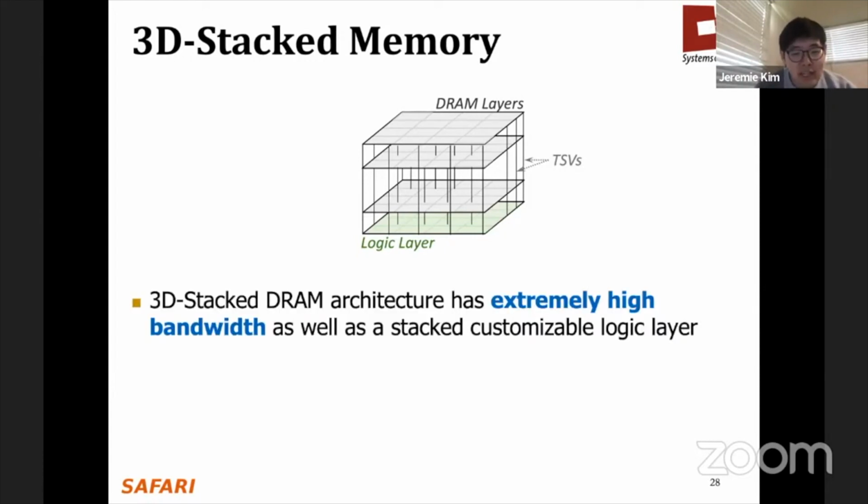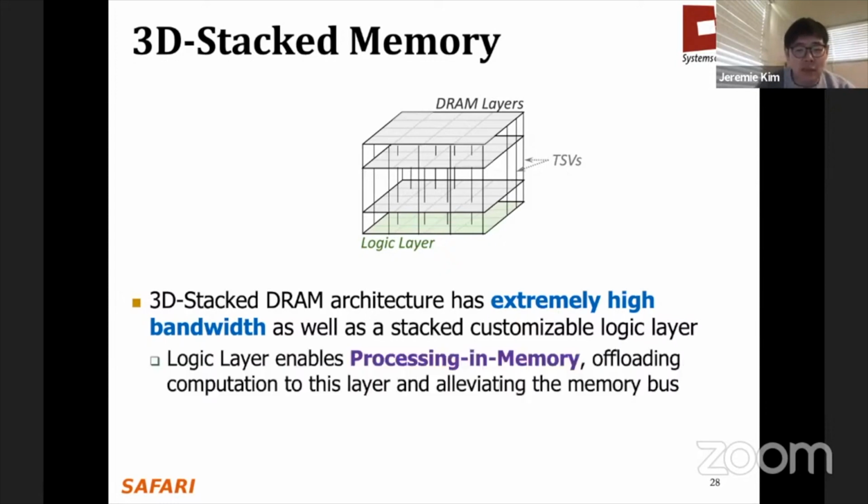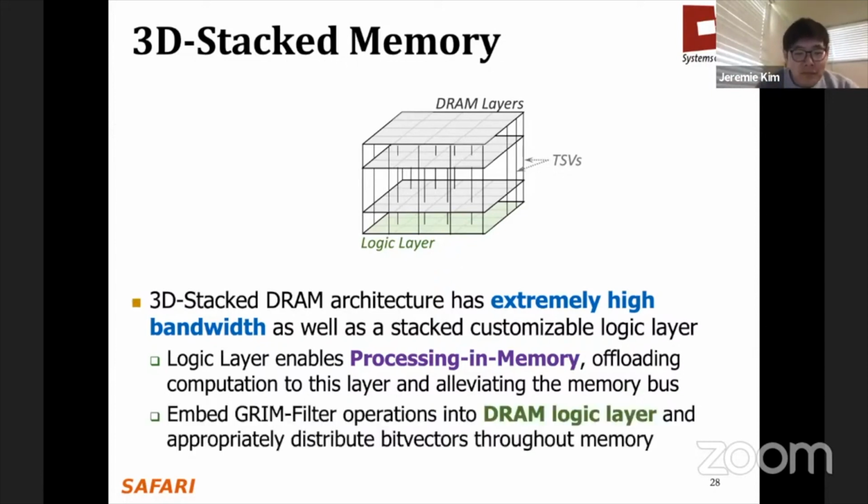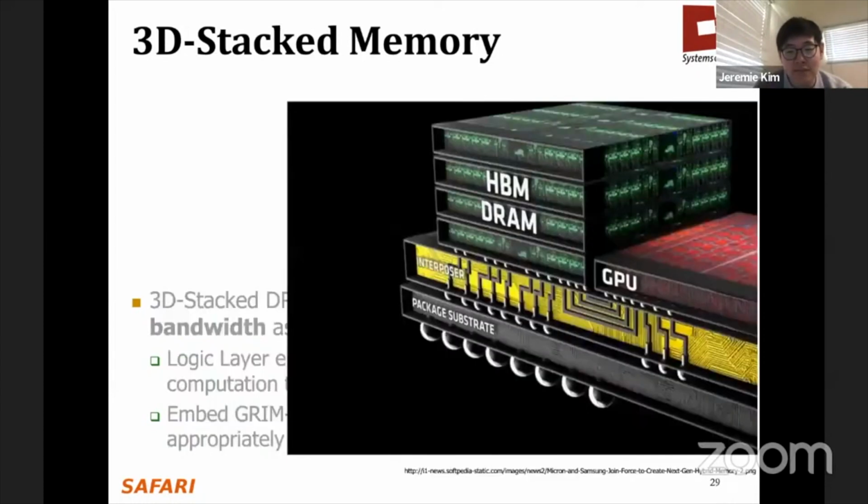And so we have this high bandwidth as well as this stacked customizable logic layer, which enables processing in memory. This processing in memory offloads computation to this layer rather than transferring all this data into the CPU, having the CPU process it and bringing it back. So it alleviates the memory bus. And we can embed these GRIMFilter operations into the DRAM logic layer and appropriately distribute the bit vectors throughout the DRAM layer, so that we can effectively parallelize these operations in the logic layer.